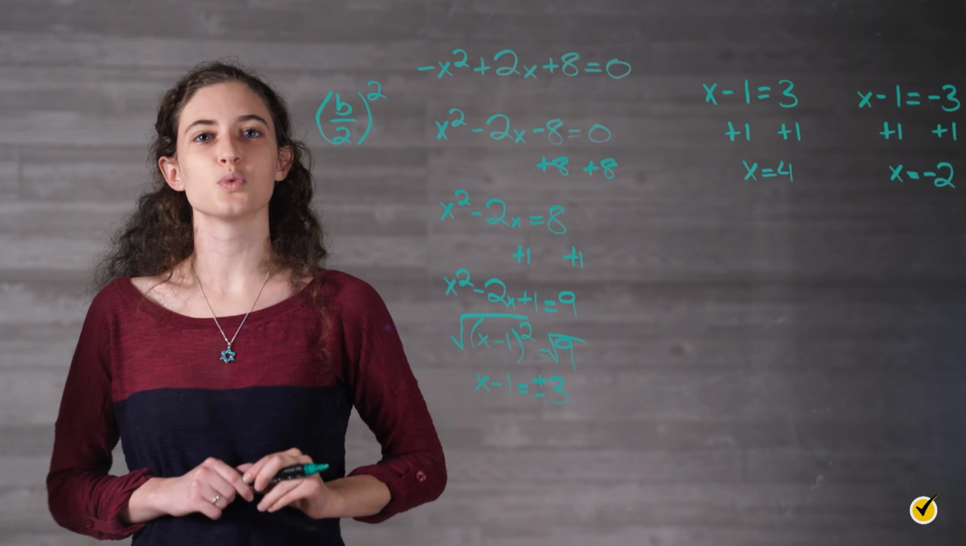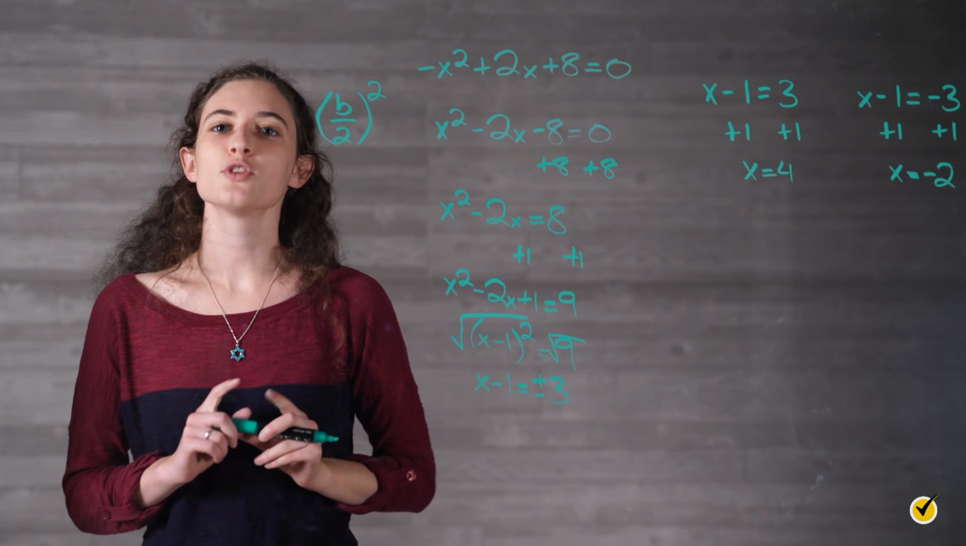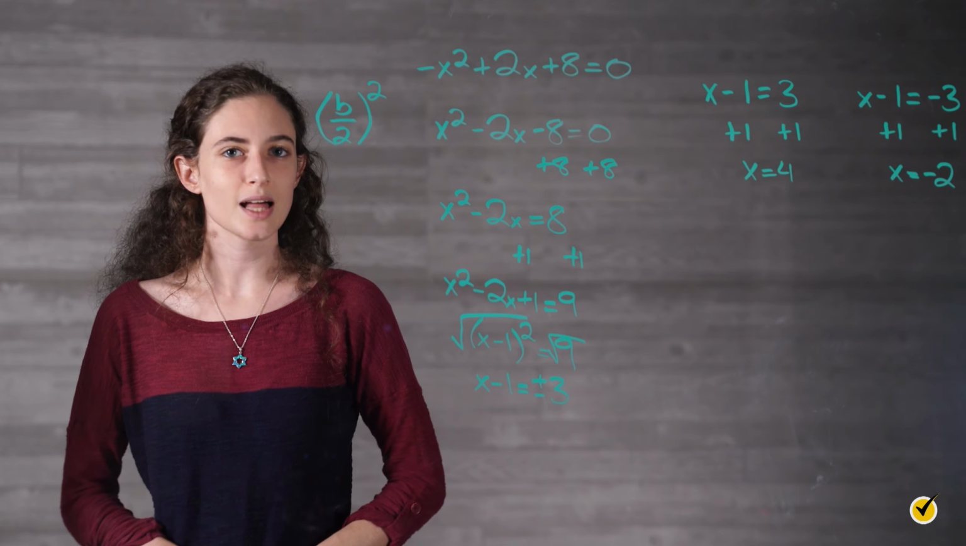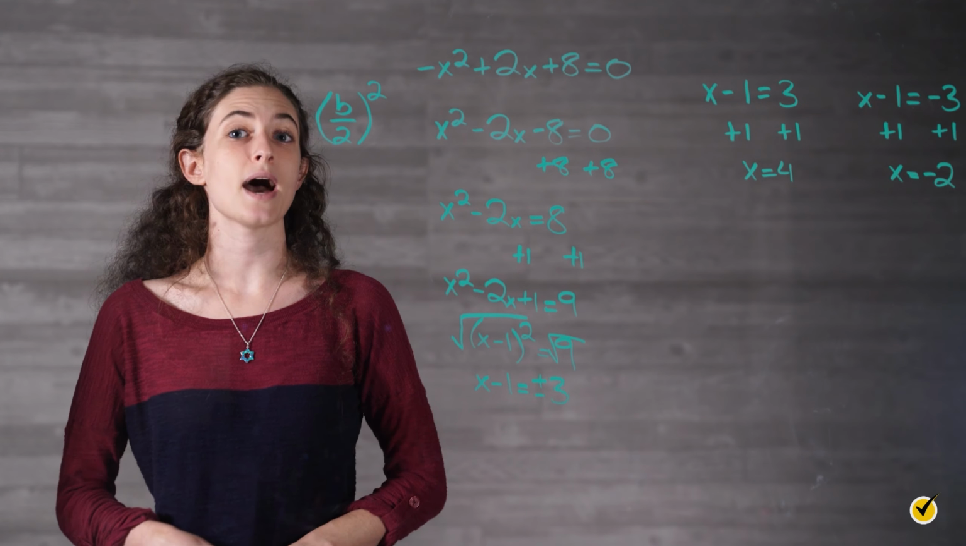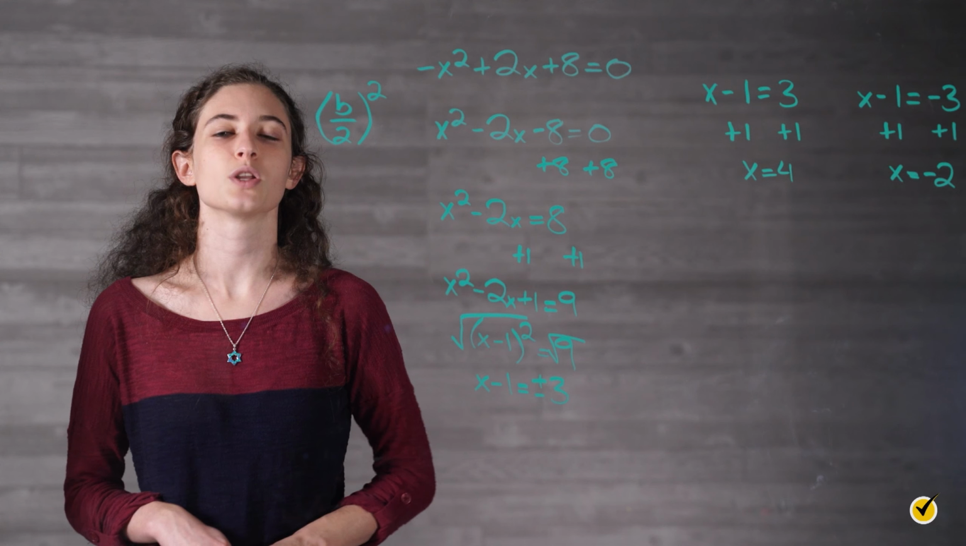Completing the square can be used with any quadratic equation, but if you start with a perfect square and don't realize it, the equation will look the same after you use this method as it did when you started.